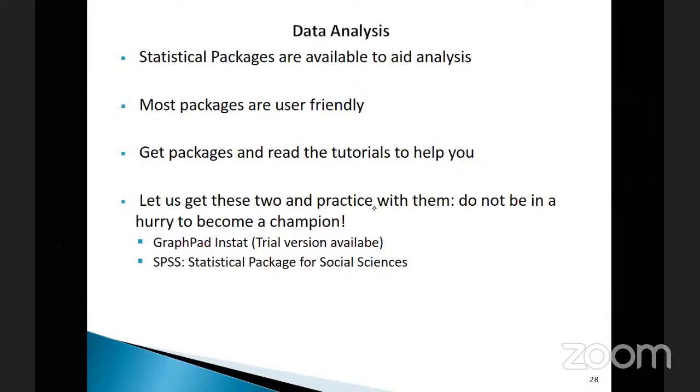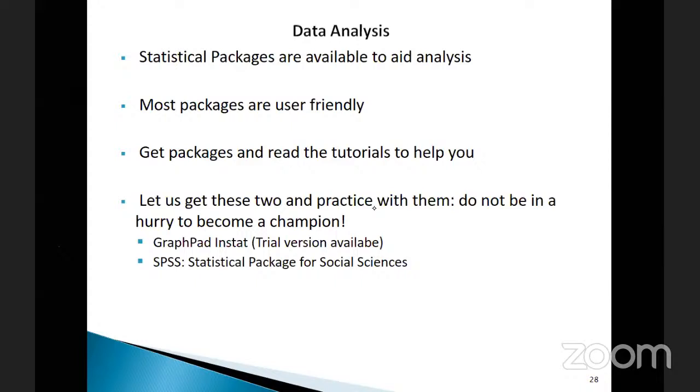I don't expect you to start writing equations and computing anything, but I expect you to know how to use these packages. And these packages are user-friendly. When you get the packages, you read the tutorial. They have tutorials, and from the tutorials, they will tell you how to use them. Let us get these to practice and practice with them. And do not be in a hurry to become a champion, because the more you do it, the better you can do it. You just have to start from somewhere.